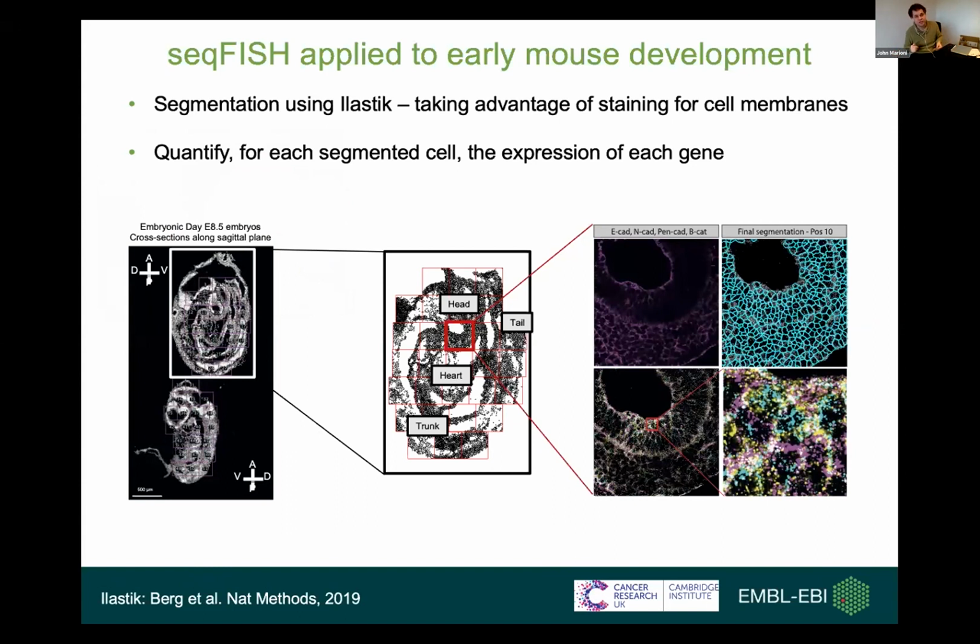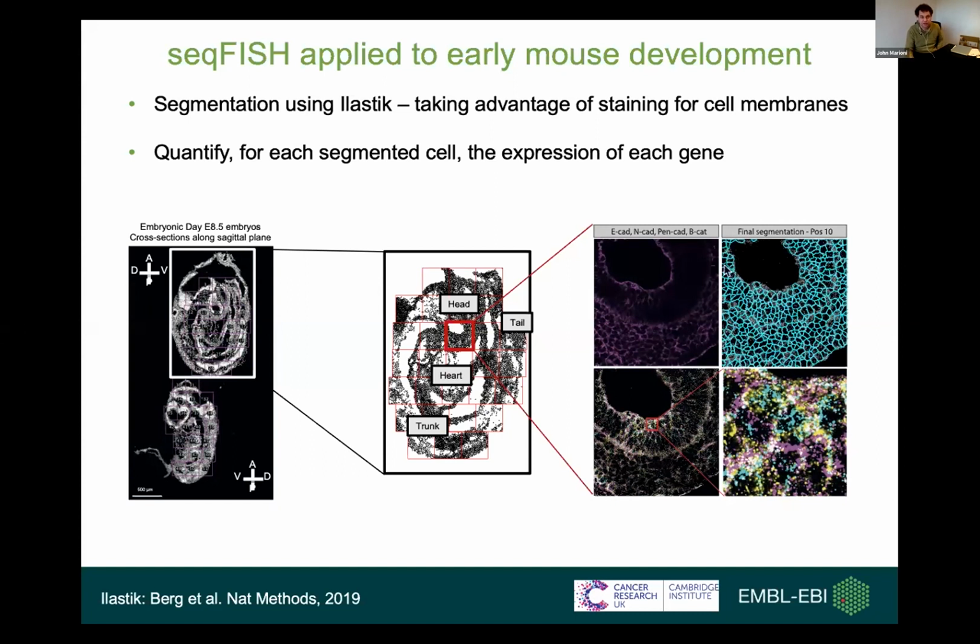In the work we did here, we used Ilastik. This is a tool developed by my EMBL colleague Anna Kreshuk at EMBL Heidelberg, which is a machine learning based strategy in order to do the segmentation. And we were able to take advantage of a particular tweak to the experimental protocol where we particularly targeted proteins that could be used to stain the cell membrane, and that really helped facilitate the segmentation. And this can be, especially when you have compacted cells, a really challenging problem.